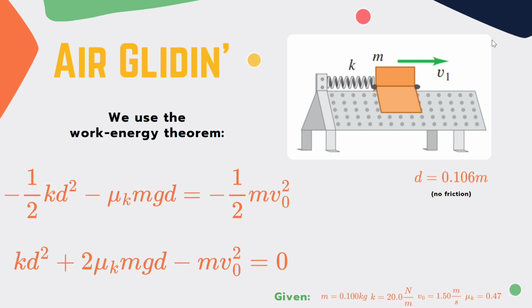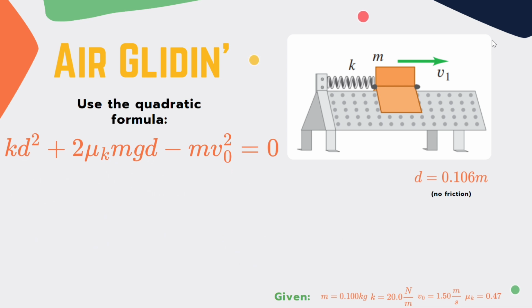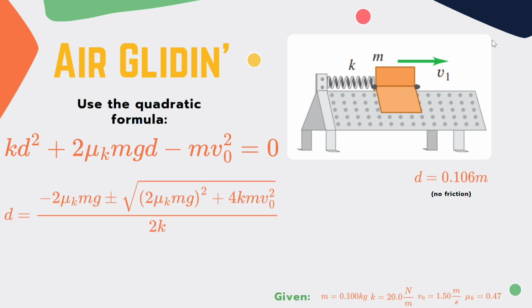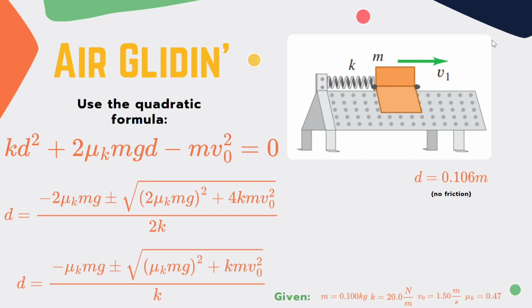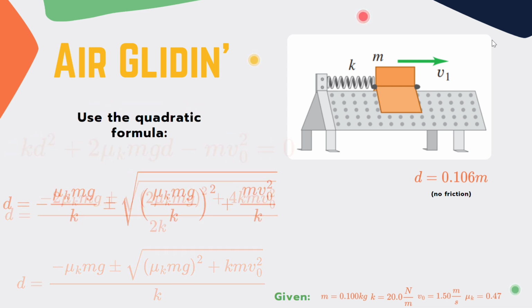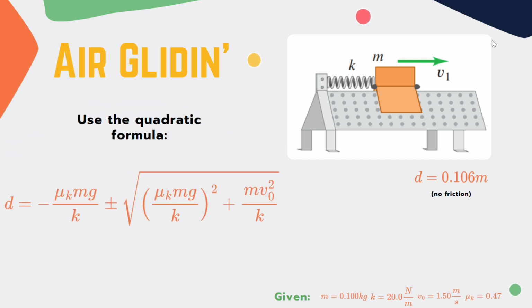If we look at this carefully, we'll see that this is actually a quadratic equation indeed. So, we can apply the quadratic formula and get d equals negative 2 mu k mg plus or minus the square root of the quantity 2 mu k mg squared plus 4k mv naught squared, all over 2k. We can simplify this further by dividing out the 2's into the terms, and we can actually do the same to the k. This gives us our final expression. d equals negative mu k mg over k plus or minus the square root of the quantity mu k mg over k, squared, plus mv naught squared over k.